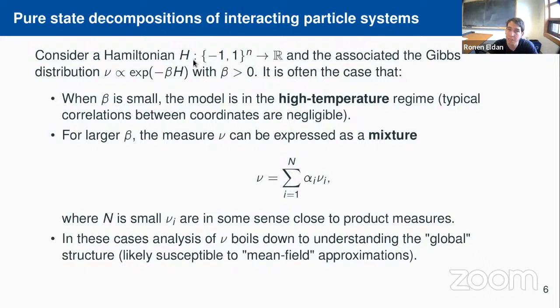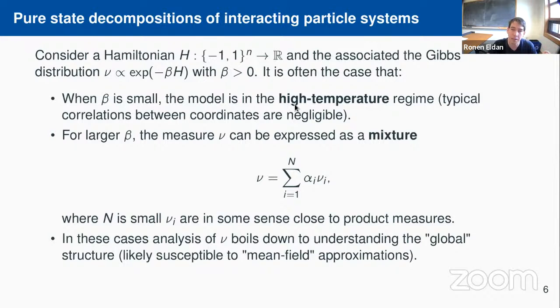This Hamiltonian could be any function, but let's think about it as some simple function, where by simple we might mean that it's a low-degree polynomial, for example. In many cases, we observe the following phenomenon. We observe that when beta, which is sometimes called the inverse temperature, is small, then the effect of H is not too significant, and the model is in some kind of high temperature regime, which basically refers to the fact that it looks kind of like a product measure.